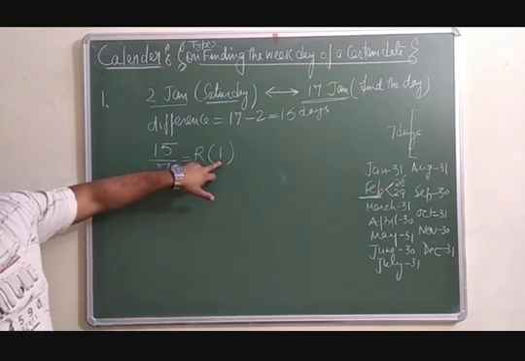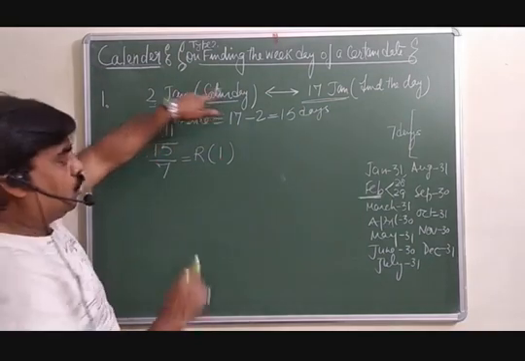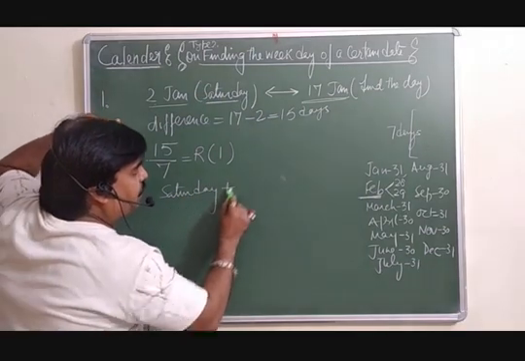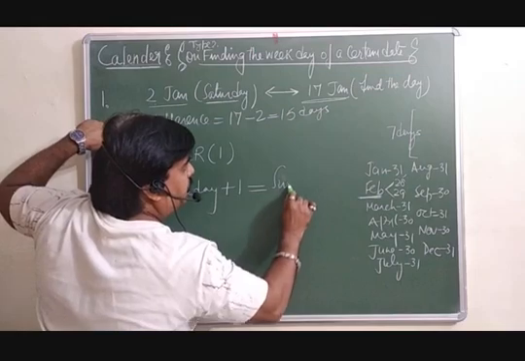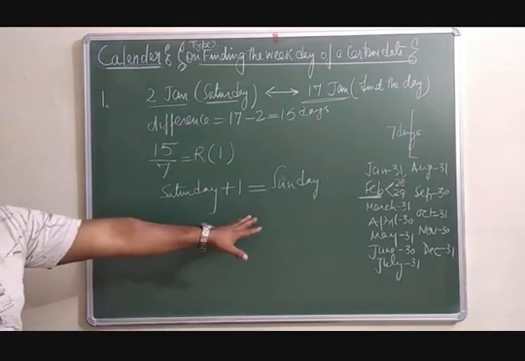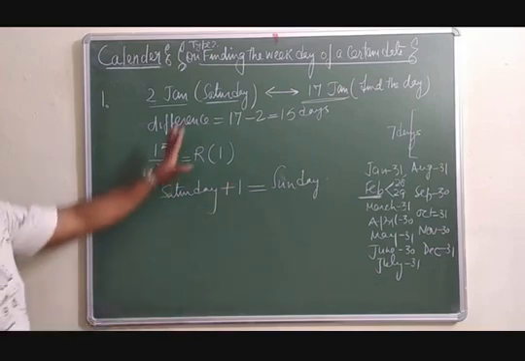And this remainder you are supposed to add to the given day. So if today is Saturday, then after one day there will be Sunday. You must add that, so that day will be Sunday. So likewise you can calculate.